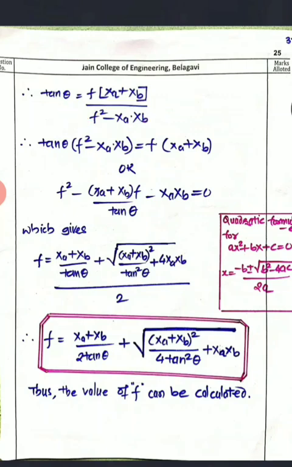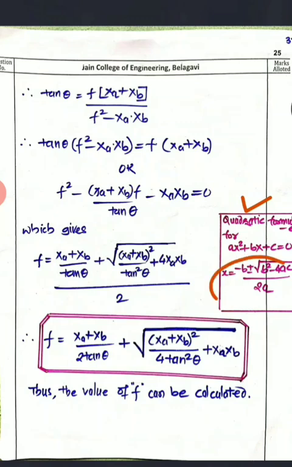Now I can take this term to this side, so it will be tan theta into f square minus xa xb, that equals f into xa plus xb. Or I can write that in this fashion also: f square minus xa plus xb into f divided by tan theta minus xa xb. It means that I am converting this whole equation into a quadratic equation, that is ax square plus bx plus c is equal to 0. You have to get the equation in that form.